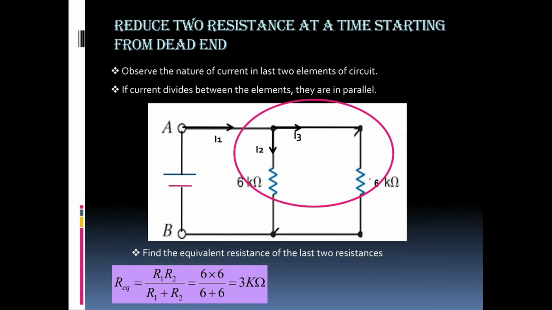Now we have to reduce both the resistances to find the equivalent resistance, so we find the nature of the current. You see the current gets divided. The current I1 gets here, it splits into I2 and I3. So the current I2 flows through this resistance, and the current I3 flows here. So they are in parallel. If they are in parallel, you have to find the product of both the resistances divided by their sum. Product is 6 into 6 divided by their sum, 6 plus 6, which is 3 kilo ohms.